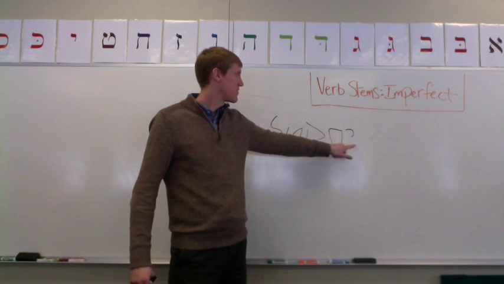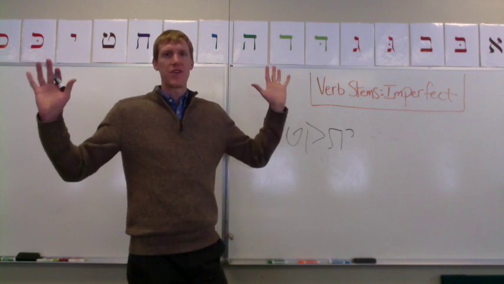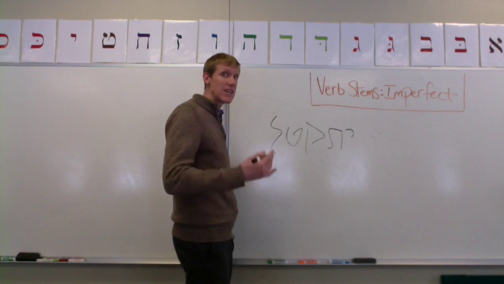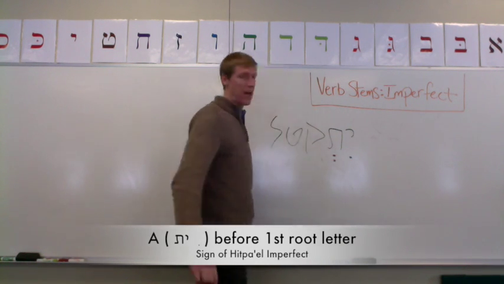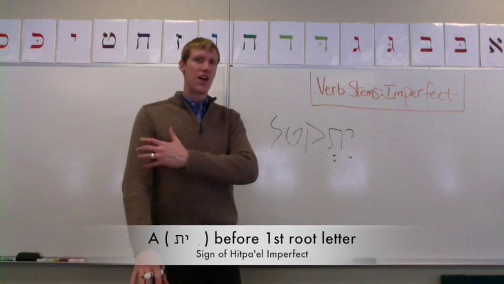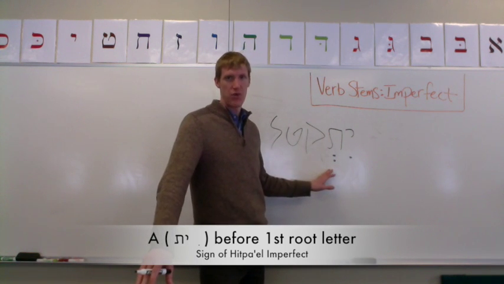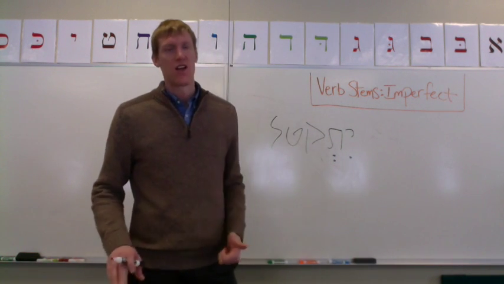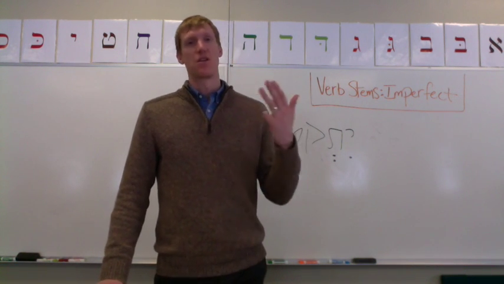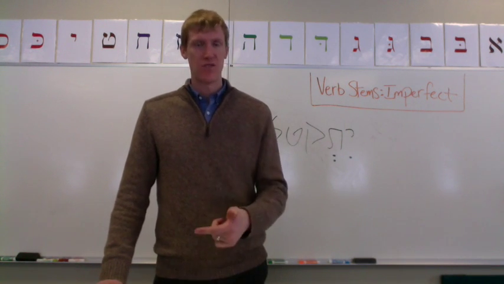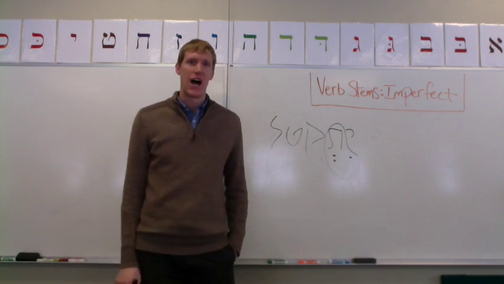The very beginning is the prefix, and then the big, loud, obvious sign of the Hitpa'el is this tav on the beginning. In every form of the Hitpa'el will have this tav at some point. The infinitive will, the participle will, the imperative will, the imperfect, the perfect, the vav consecutive, the vav reversive. Every form has this tav on it at some point.